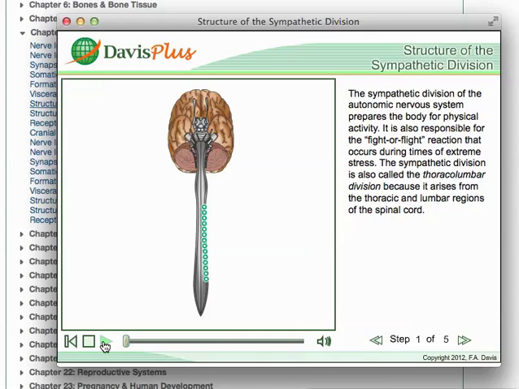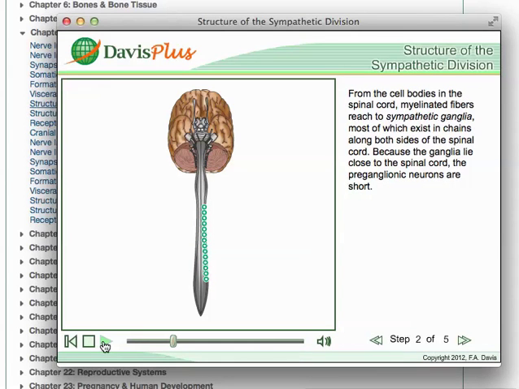The sympathetic division of the autonomic nervous system prepares the body for physical activity. It is also responsible for the fight or flight reaction that occurs during times of extreme stress. The sympathetic division is also called the thoracolumbar division because it arises from the thoracic and lumbar regions of the spinal cord. From the cell bodies in the spinal cord, myelinated fibers reach to sympathetic ganglia, most of which exist in chains along both sides of the spinal cord.